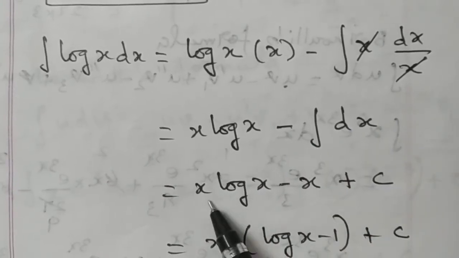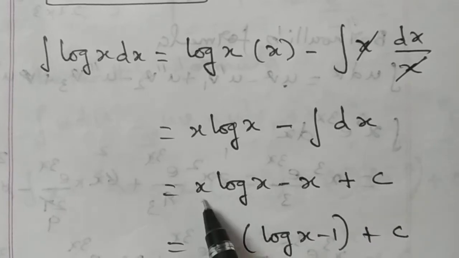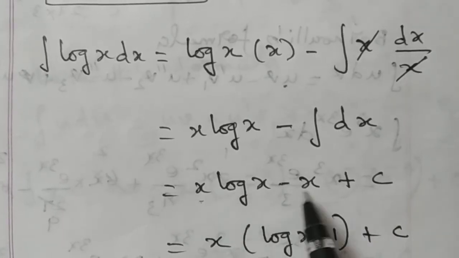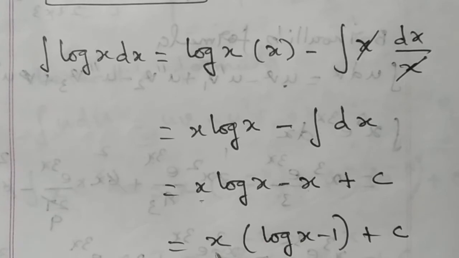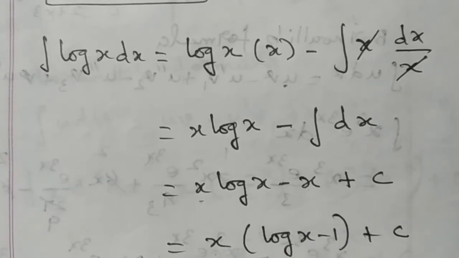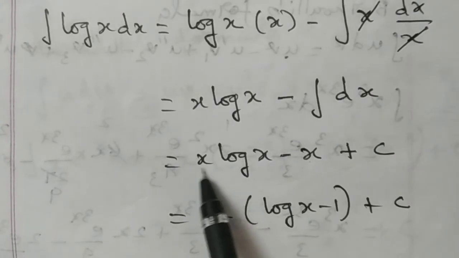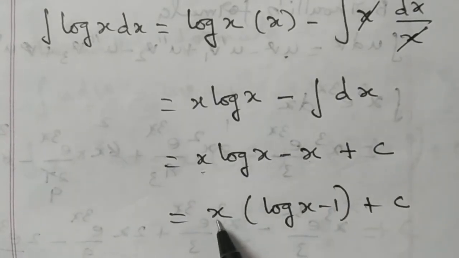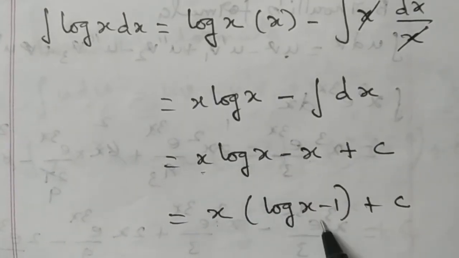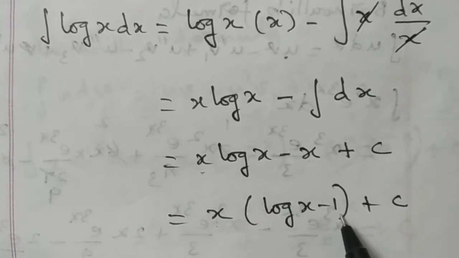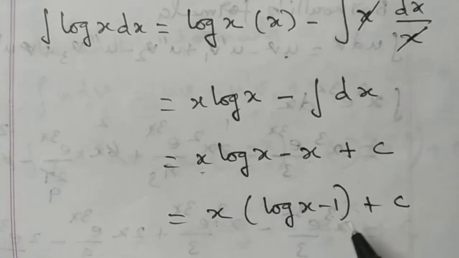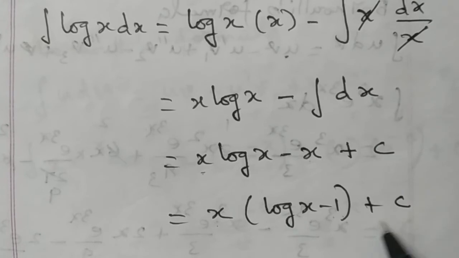Now what is the common term? Here also x, here also x. x is common, so take x common out. What is the remaining term? Log x minus 1. So the answer is x into log x minus 1, plus c, the integral constant.